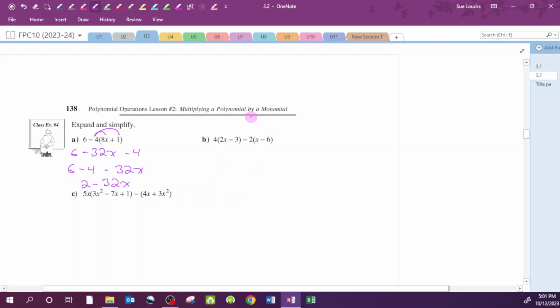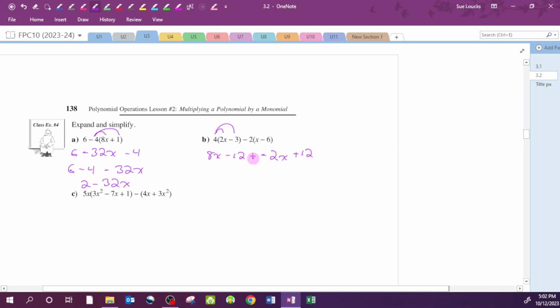All right, here we've got to do this multiplication and this multiplication before we do this subtraction. Okay, so 4 times 2x is 8x, and 4 times minus 3 is minus 12. And then there's a plus here because there's an "and," but we don't usually put that in there. Now I've got negative 2 times x is minus 2x, and minus 2 times negative 6 is plus 12.